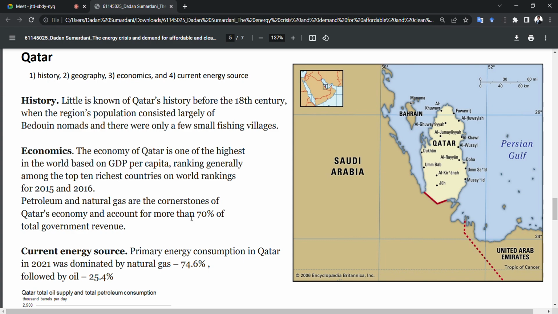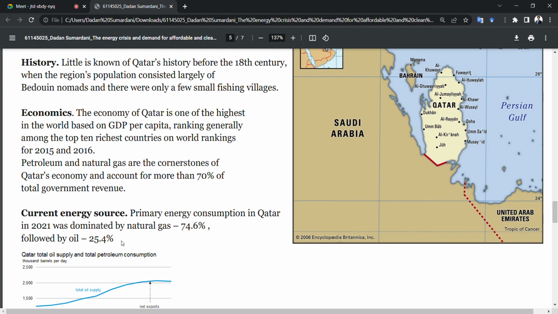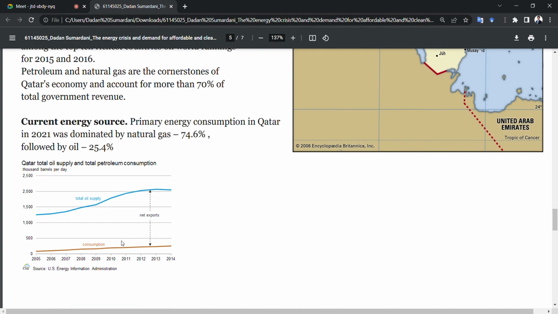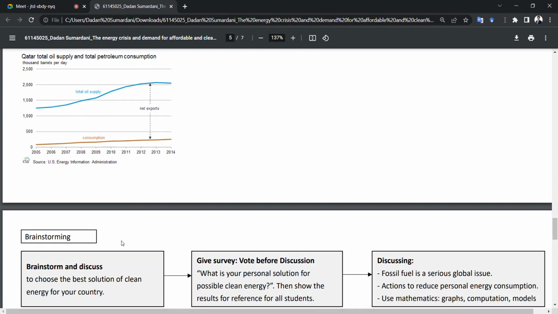And then in terms of economy, maybe they can discuss that the economy of Qatar is one of the highest in the world based on GDP per capita, ranking generally among the top 10 richest countries in the world, ranking for 2015 and 2016. Petroleum and natural gas are the cornerstone of Qatar's economy and account for more than 70% of total government revenue. And the current energy sources, they need to discuss this also. The primary energy consumption in Qatar in 2021 was dominated by natural gas, followed by oil.